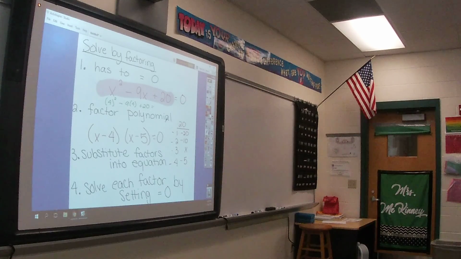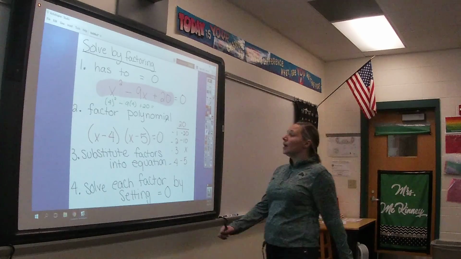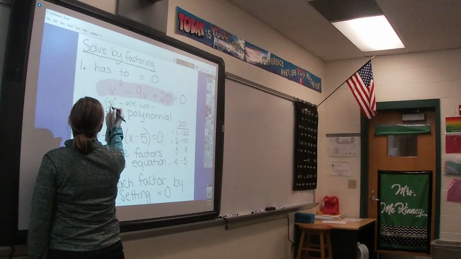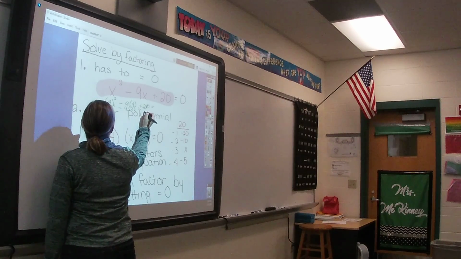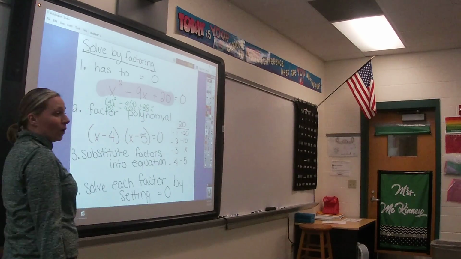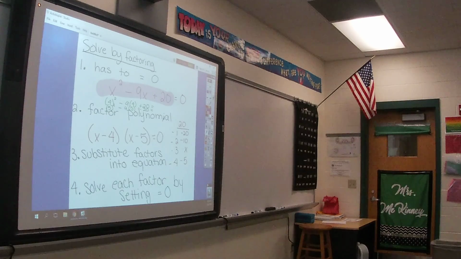Now, is that all you would need to do? No, what else would you need to plug in? The 5. The 5, right? Then you'd have to plug the 5 in and say, okay, 5 squared minus 9 times 5 plus 20 equals, and that better give you a 0 as well. Yep.